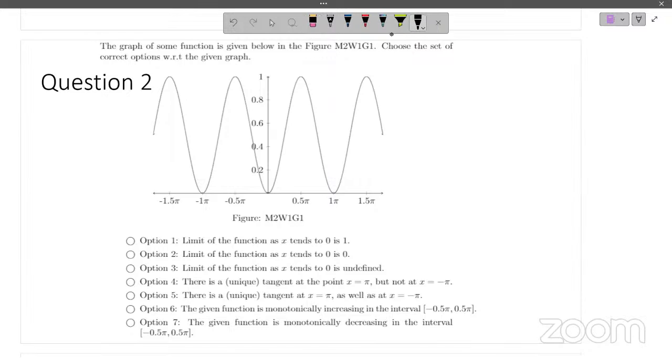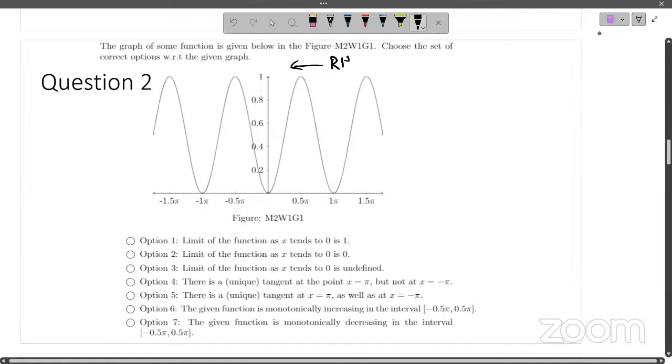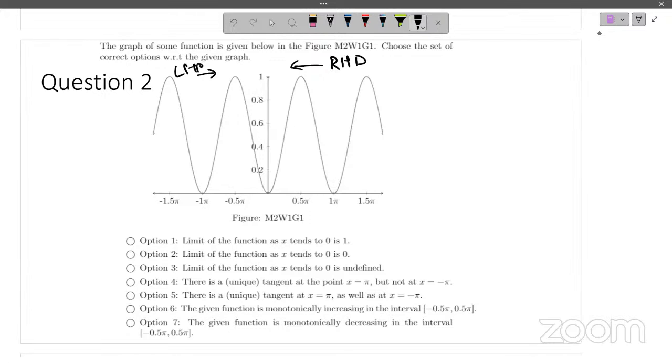Whenever a graph is given to you and they ask questions about limits, you try to trace the graph from the left hand side as well as from the right hand side to see where it goes. You can suppose it as a road and you are driving a car on it. Where will you reach if you go from the left hand side, and where will you reach if you go from the right hand side? Left hand direction and right hand direction, where will you go?